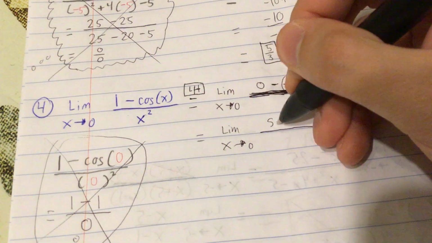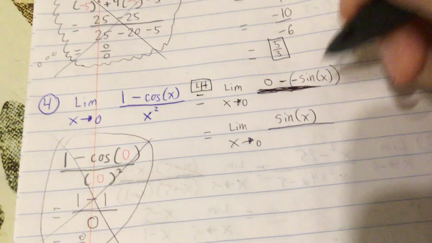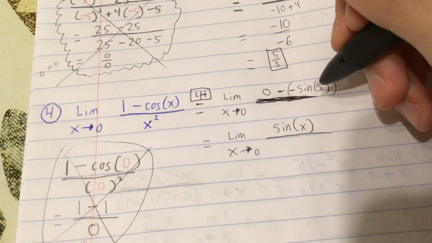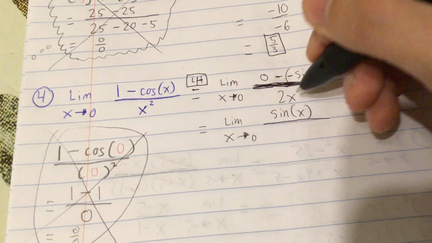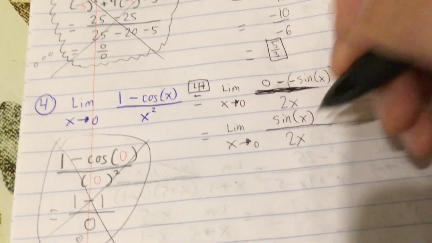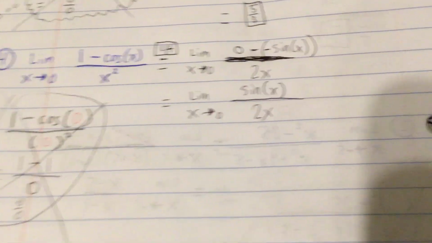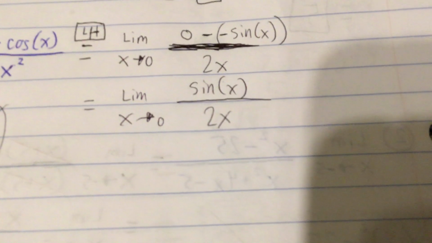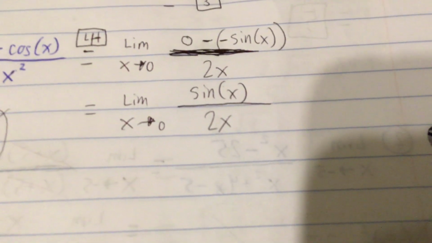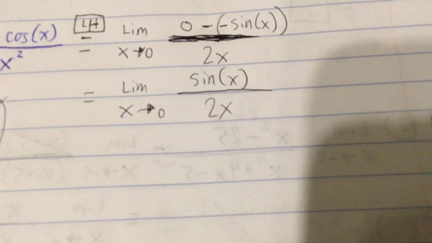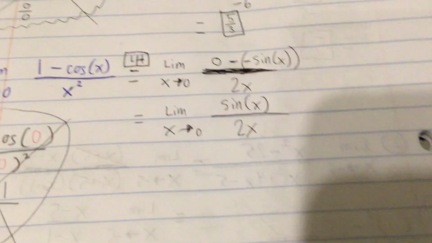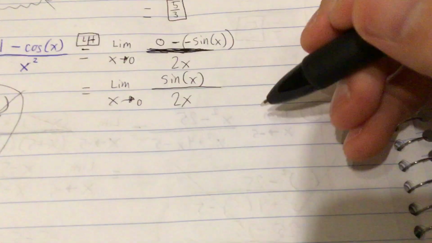So it'd be positive sine of x on top. That double negative forms a positive, and the derivative of x squared is 2x. So in the end, I've got the limit as x approaches 0 for sine of x over 2x. Can I plug in x equals 0? Well, short answer is no.